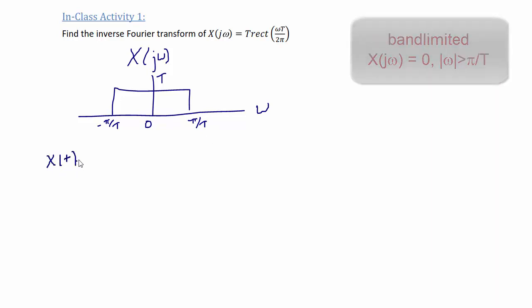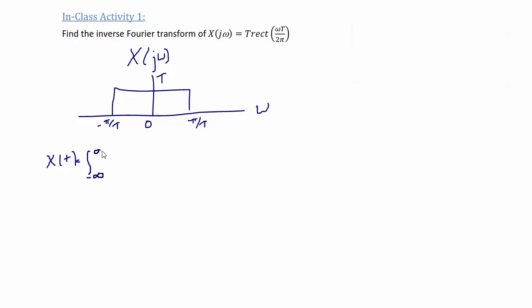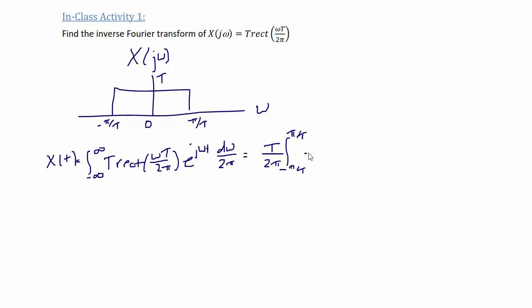So x of t is equal to the integral from negative infinity to positive infinity of T rect of omega capital T over 2 pi, e to the j omega t, d omega over 2 pi, which equals T over 2 pi times the integral from negative pi over capital T to pi over capital T of e to the j omega t d omega, which equals T over 2 pi times e to the j omega t over jt, evaluated from negative pi over T to positive pi over T.